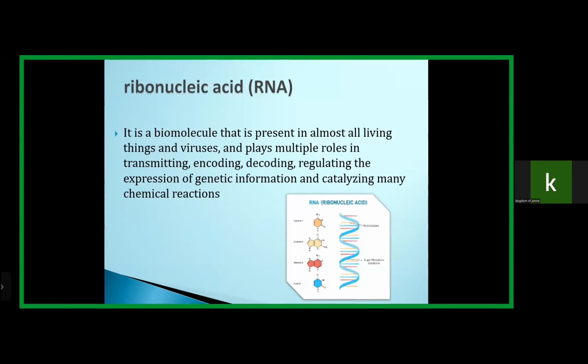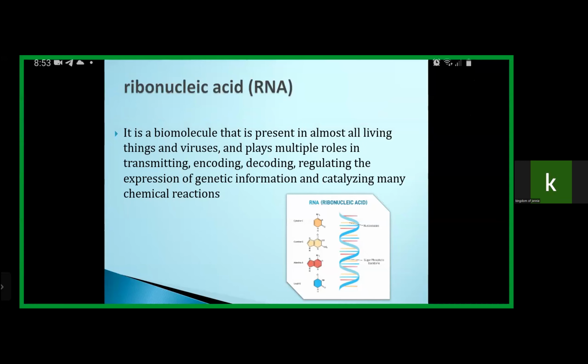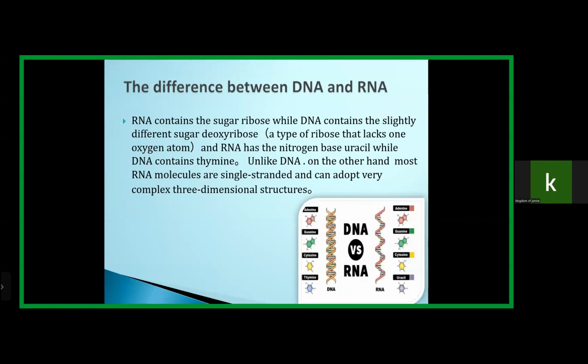This is a structure that shows us the RNA. It is single stranded, and we have the nitrogen bases cytosine, guanine, adenine, and uracil, and it is a ribonucleic acid. And then we have the differences between DNA and RNA. I mentioned that before in the last slide, but I'm going to mention it anyway.